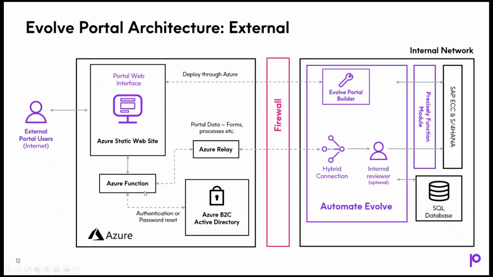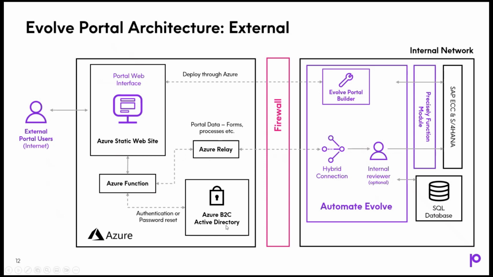We then have an Azure function. It's again there to host the portal service component. The relay here acts as a hybrid connection service. It's provided by Microsoft. It's used to relay the portal UI data calls to the Evolve backend, where a relay worker is installed, and that's how the communication would occur.